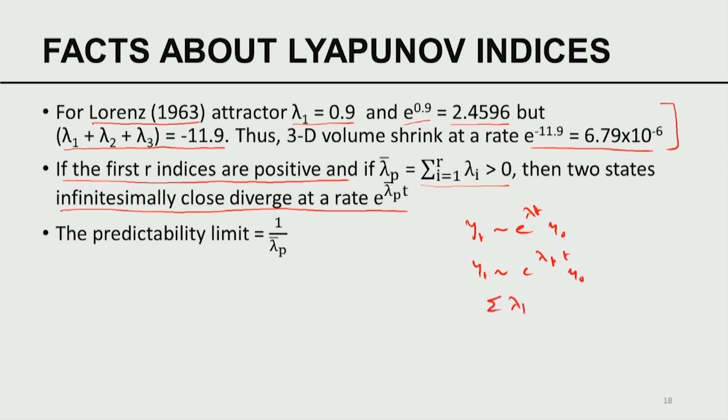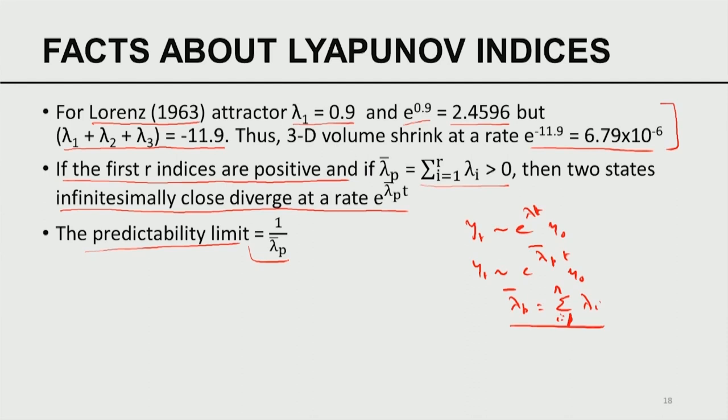where lambda bar p is equal to the sum of the first r Lyapunov indices which are positive. So the sum of the positive Lyapunov indices refers to the average rate of growth. In this case the predictability limit is given by 1 over lambda bar p. Now you can see if there is more than one Lyapunov index that is positive, lambda bar p is larger. If lambda bar p is larger, 1 over lambda bar p is smaller.